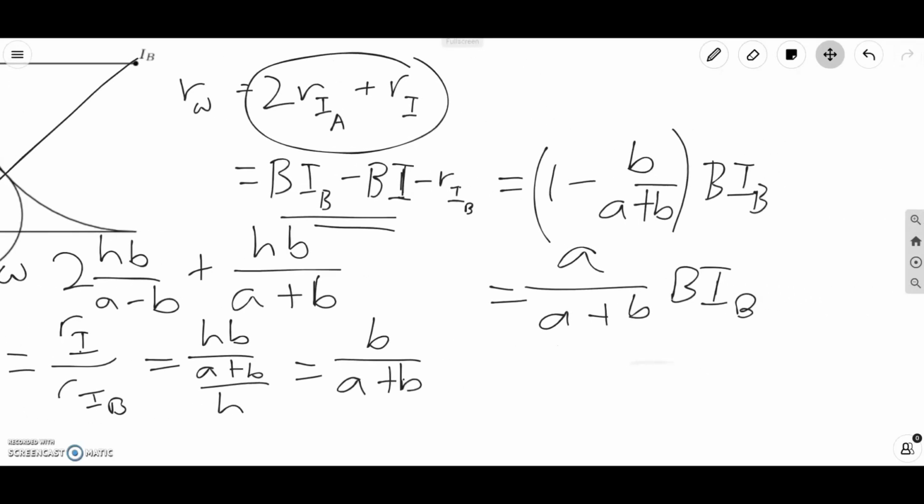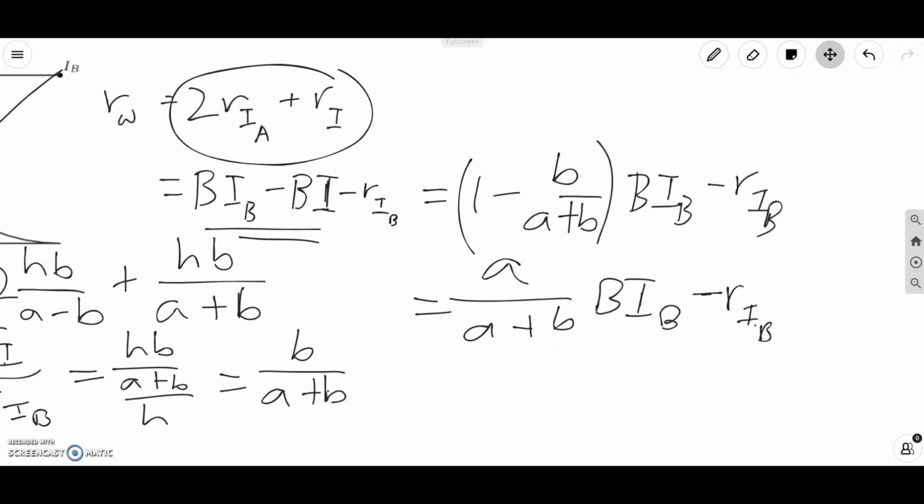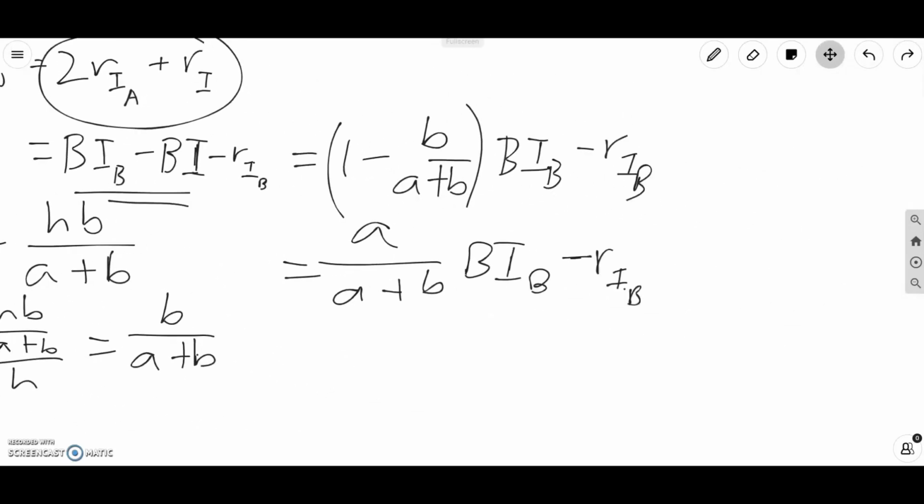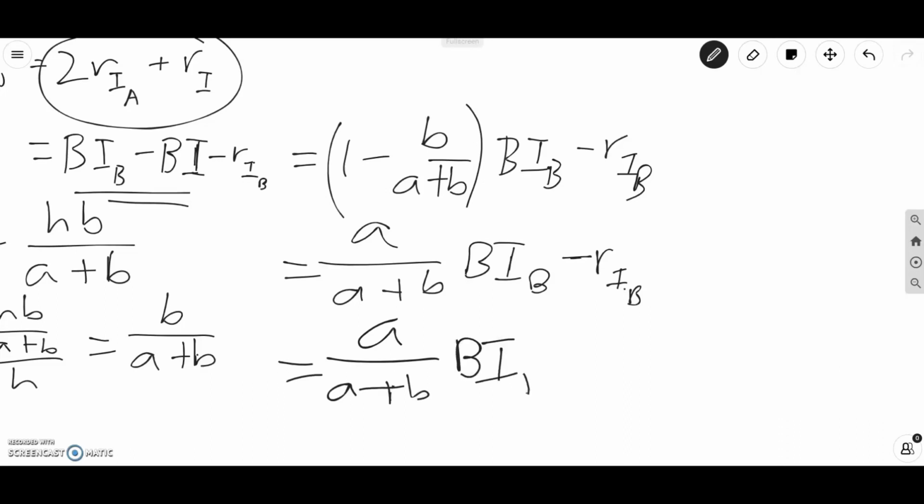Now from here, we look at what is the value of RIB. Well, the value of RIB is simply the radius of these huge circles on the side. And this is just equivalent to big R, which is equivalent to H. We can simplify this into A over A plus B times BIB minus H.